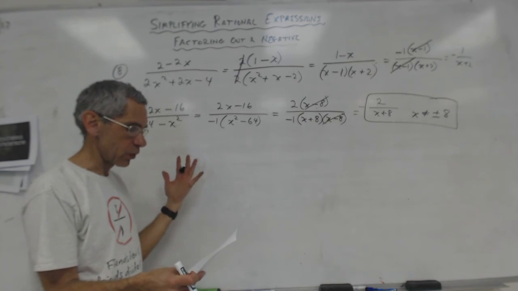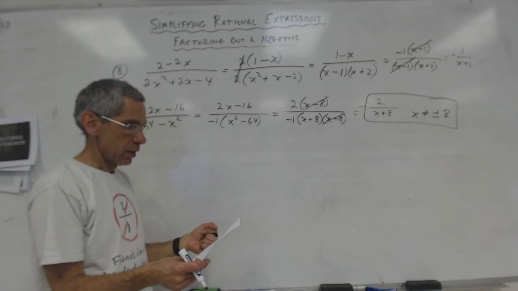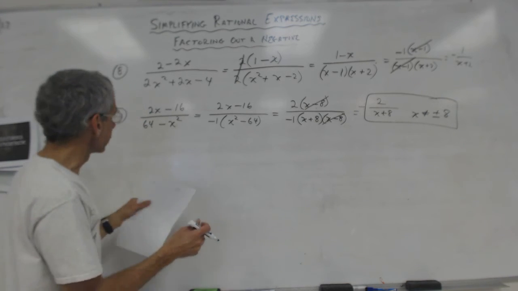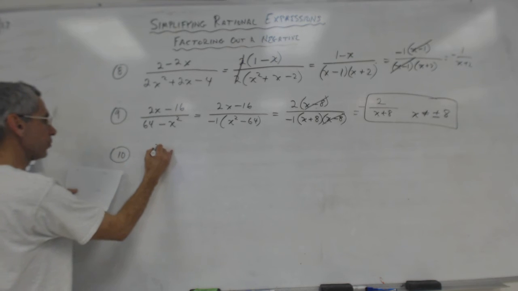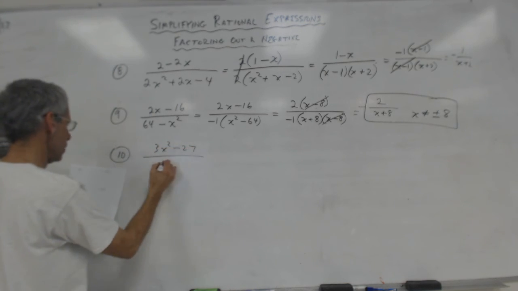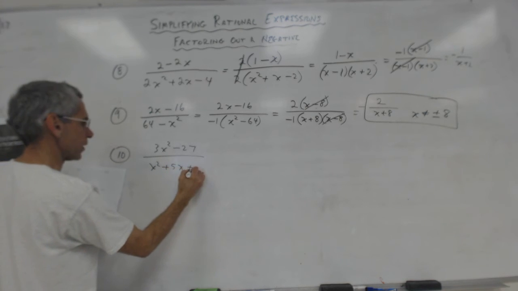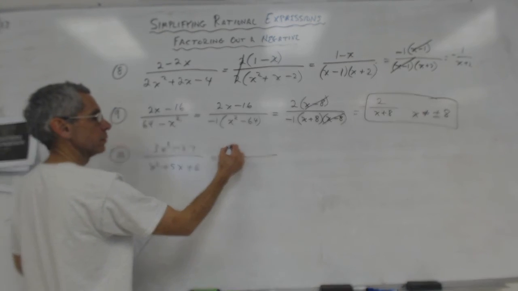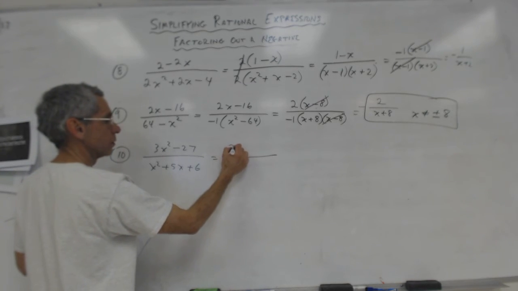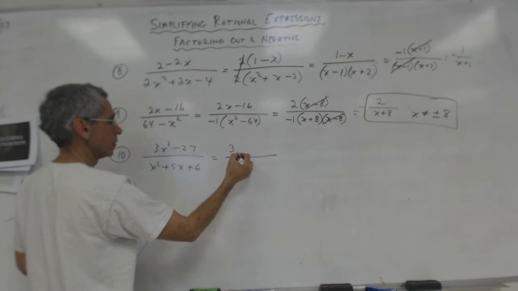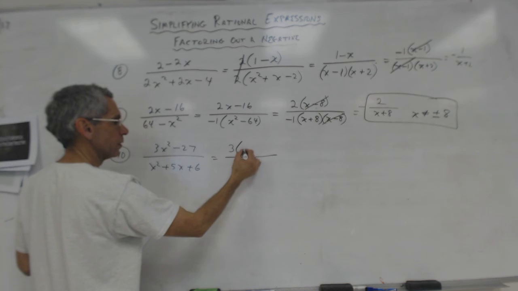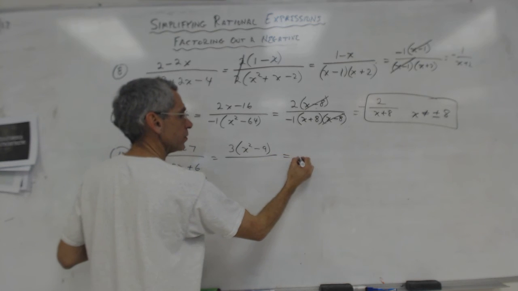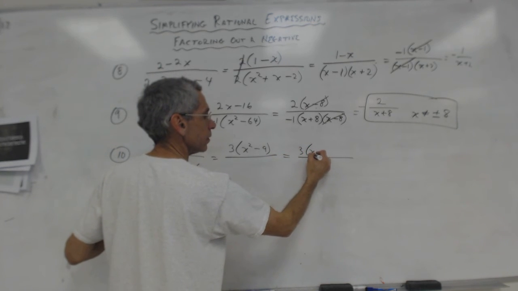They're not all like this, where you have to factor out a negative 1. In fact, there's not very many on the second page. We'll do number 10. So we've got 3x squared minus 27 over x squared plus 5x plus 6. What do I do? Factor 3x squared minus 27. So 3 parentheses, x squared minus 9. And then you can simplify that more. So I'll draw my line. 3 times x plus 3, x minus 3.